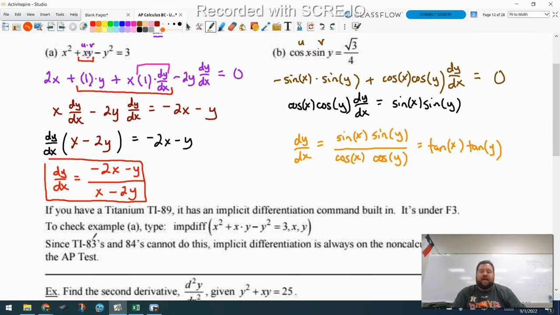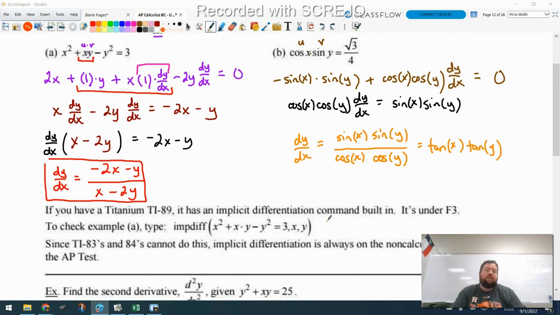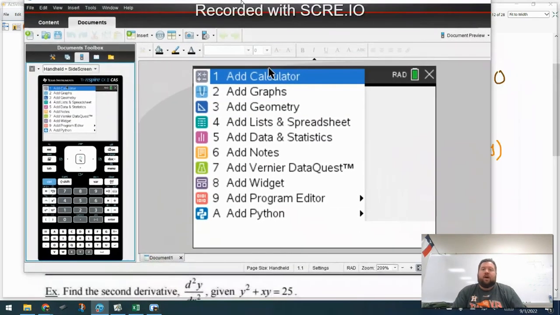Okay, TI-83s, TI-84s, TI Inspire CXs do not do this. Therefore, implicit differentiation is always on the non-calculator part of the AP test. Okay, so they have to keep it fair for all calculators. So this is definitely going to be a non-calculator section problem.